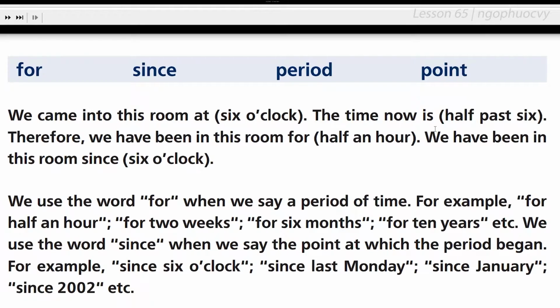The time now is 6:30. Therefore, we have been in this room for half an hour, from 6 o'clock to 6:30. Half an hour. For half an hour. We use for. We have been in this room since 6 o'clock, since from the point of the time, right? We use the word for when we say a period of time, the duration of a time, the length of the time.